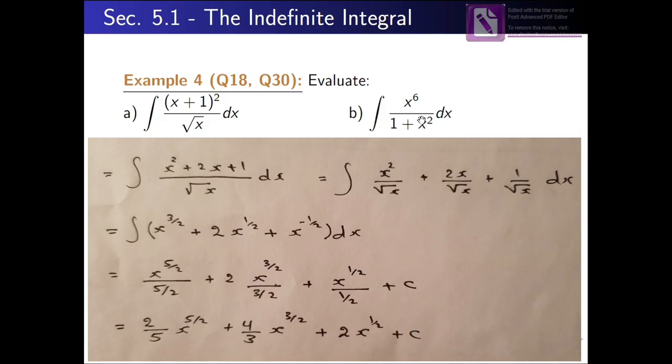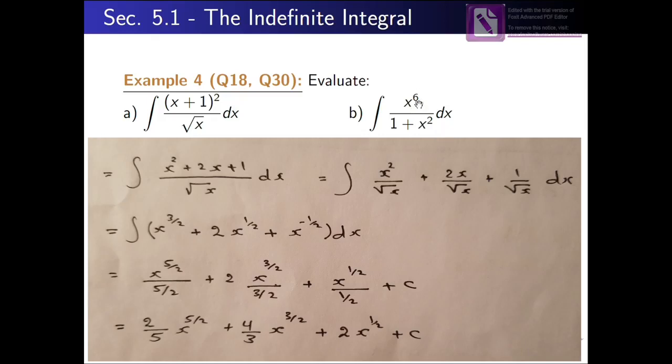We have integral of x power 6 over 1 plus x squared dx. So for this one, you cannot say it is x power 6 over 1 plus x power 6 over x squared. No, this one is different. Here you can take x squared over root x plus 2x over root of x plus 1 over root x. But for this one, no, you cannot say x power 6 over 1 plus x power 6 over x squared. No, this will be wrong.